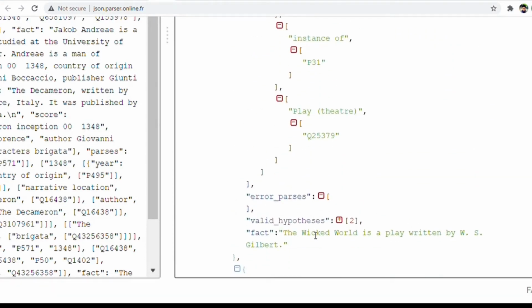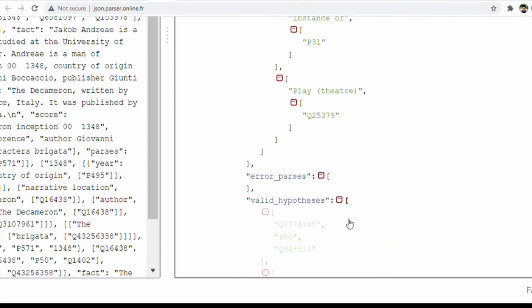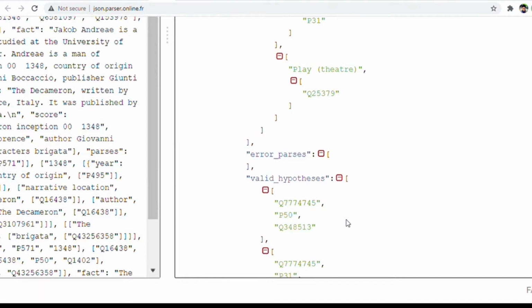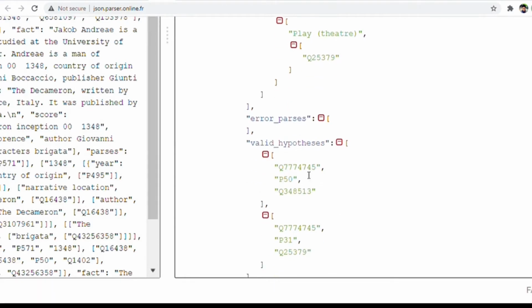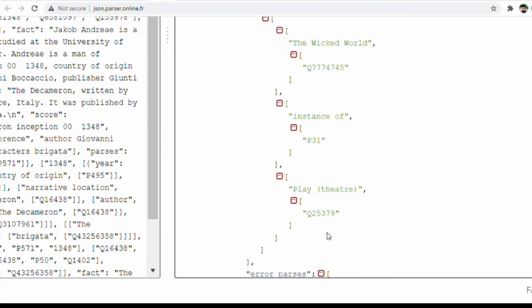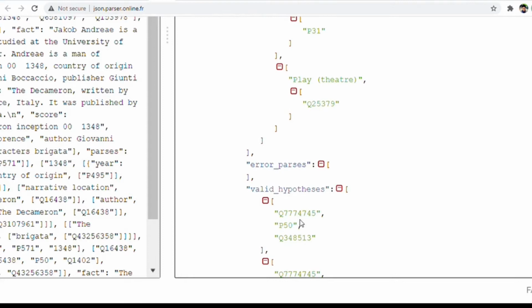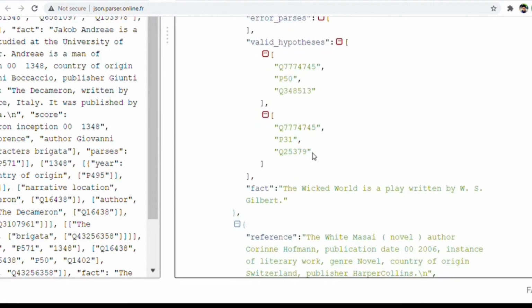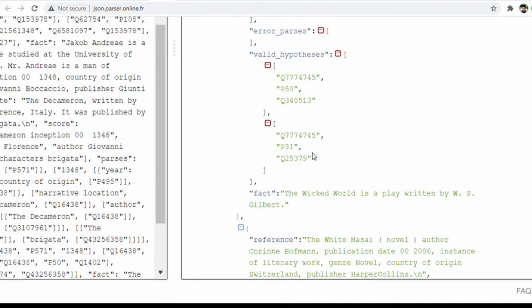And then there is the valid hypothesis. Valid hypothesis provides the contextual relationship between the parses. So here you can see The Wicked World, instance of, play, theater. There is some relationship that they are providing in terms of these sentences, which we will be checking out. I can understand that this will be somewhat complicated. We will be going over all of this later on. But here's the basic idea of the database that it provides.